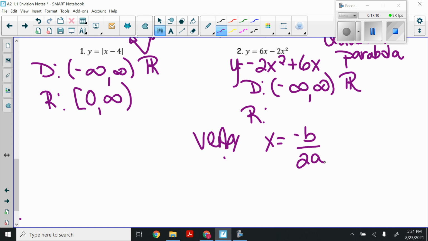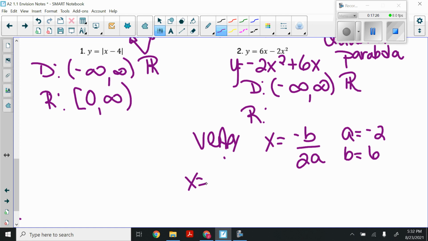Again, we rewrote this problem in standard form so I could identify a and b. Okay, a is always the number in front of x squared, so here my a is negative 2. My b is always the number in front of x, so in this problem my b is 6. I'm going to plug these into this equation.